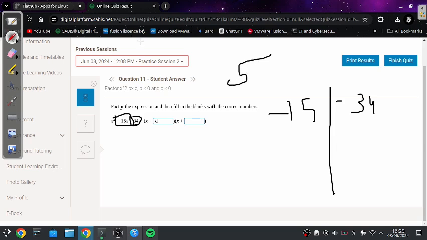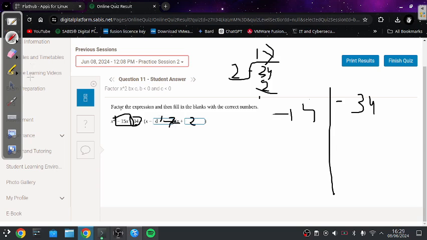This is not how you do long division. So, negative 34 and 2, for example. 34 divided by 2 is 17. This would be x minus 17 into x plus 2.